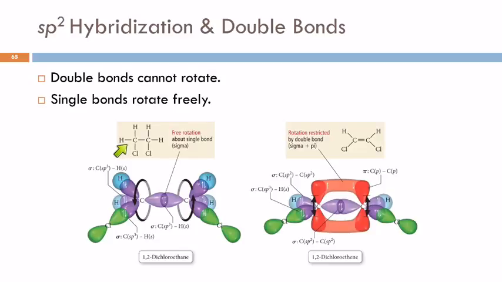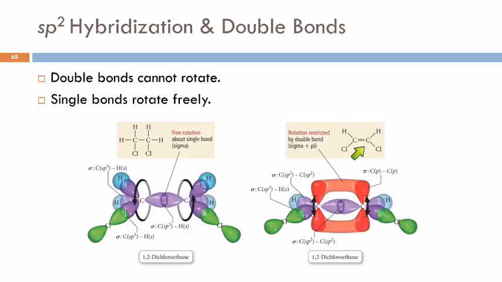So here we have ethane. There's a single bond between these two carbons, and because it's end-to-end, you can rotate. So this can rotate around. When we have, I'm sorry, that's not ethane, it's dichloroethane. So we've got two chlorines on here.